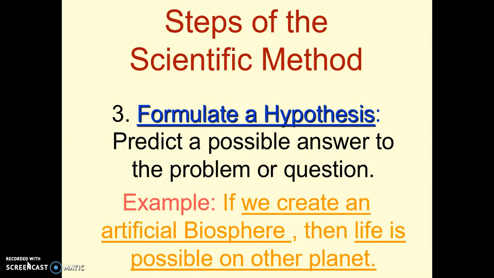One thing you have to make sure about a hypothesis is that it starts with an "if," and then you answer your question with a "then." So in writing a hypothesis, you have to include if and then. For our problem, that life was not possible on Mars or other planets, they came up with a kind of answer to that: if we create an artificial biosphere, then life is possible on another planet.